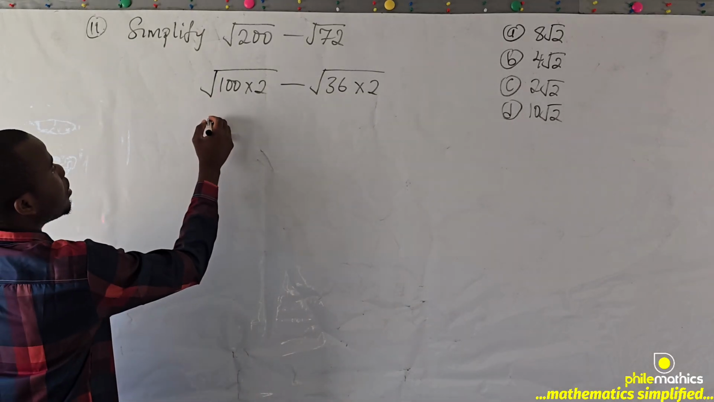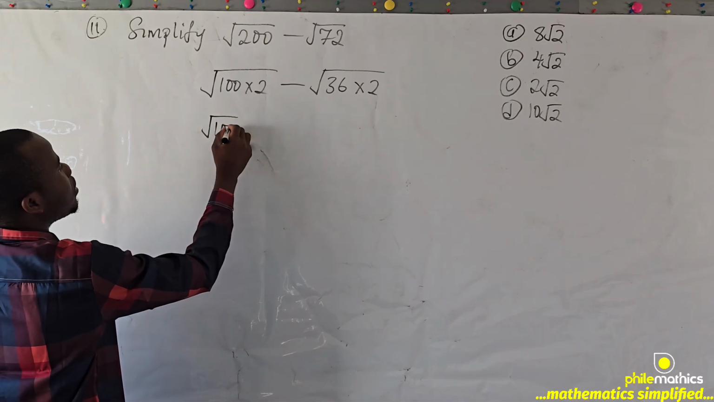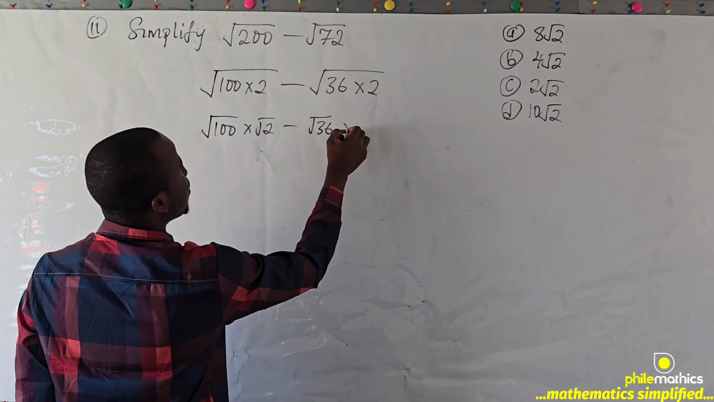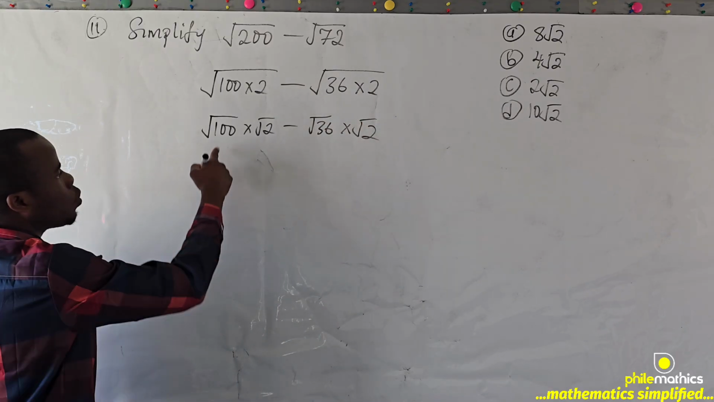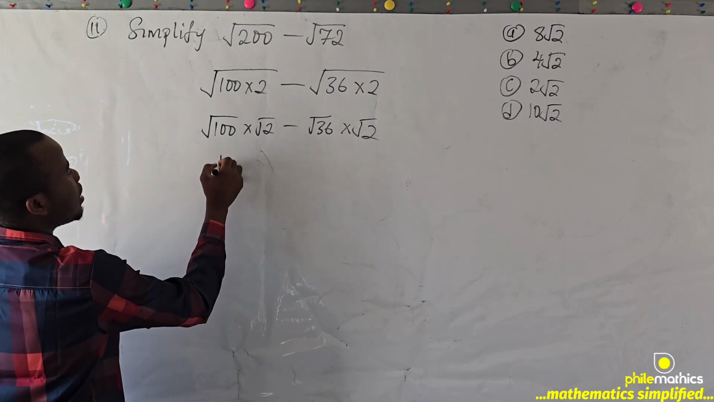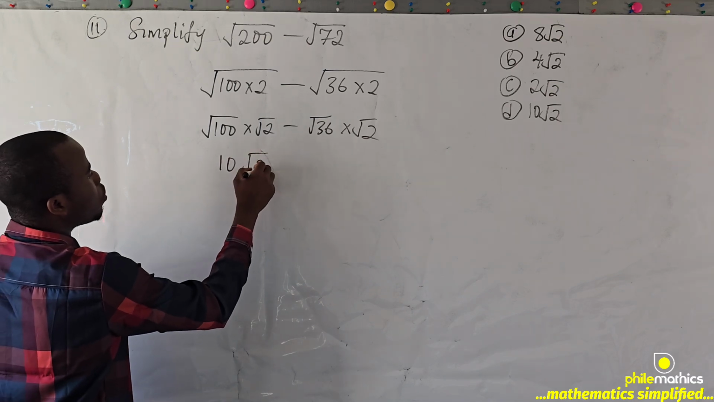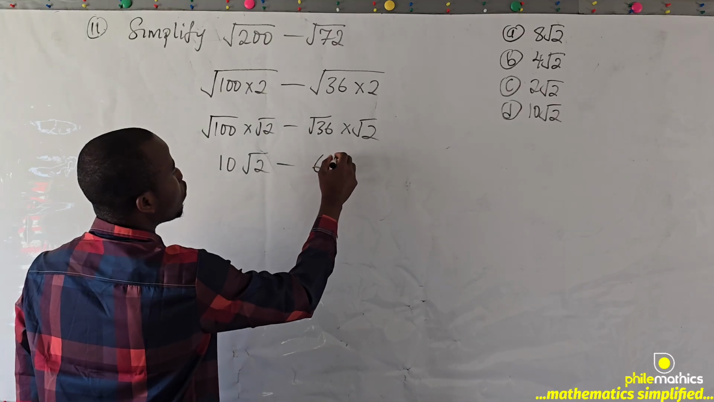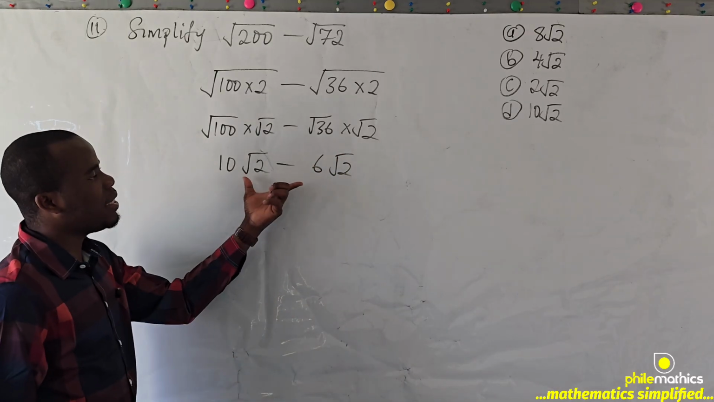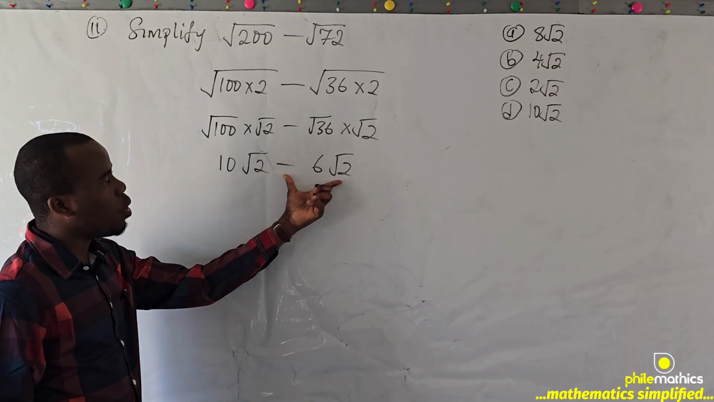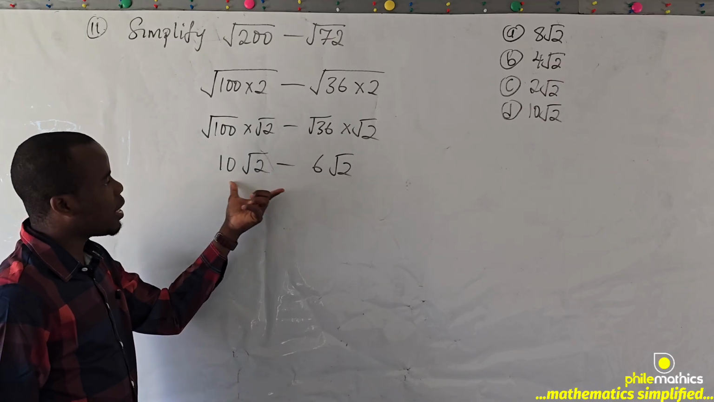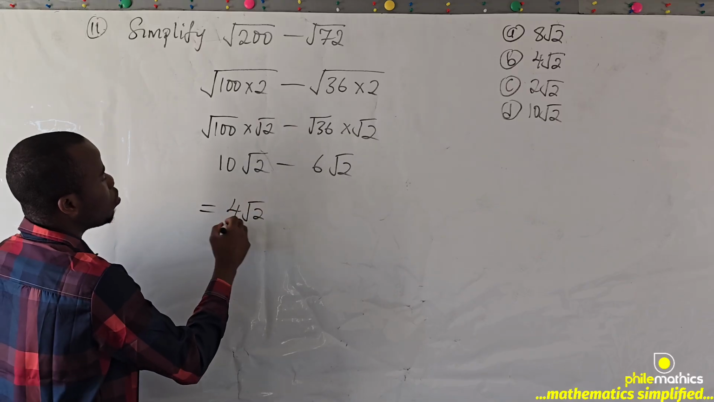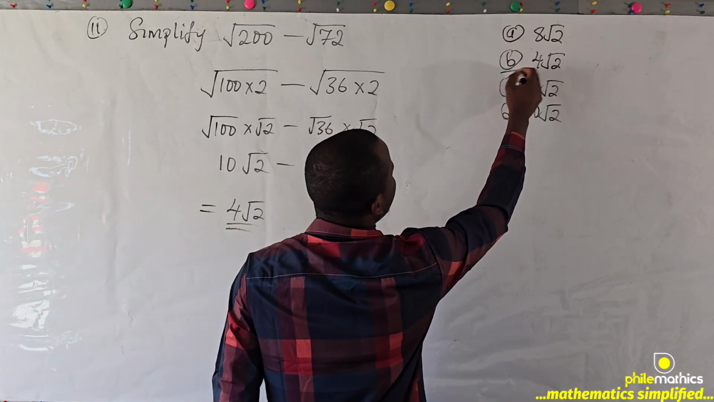So this can be written as square root of 100 times square root of 2 minus square root of 36 times square root of 2. Square root of 100 we know is 10, times root 2, minus square root of 36 we know is 6, times square root of 2. And so now they are in the same factor, root 2. So we can subtract: 10 root 2 minus 6 root 2 is simply 4 root 2. And the answer is B.